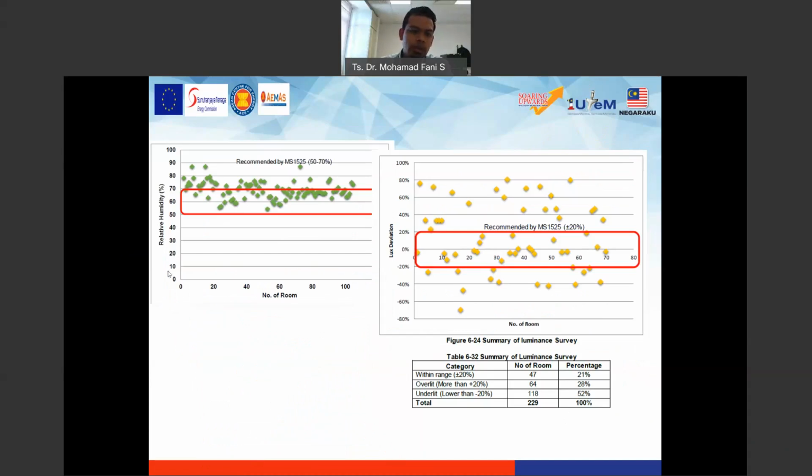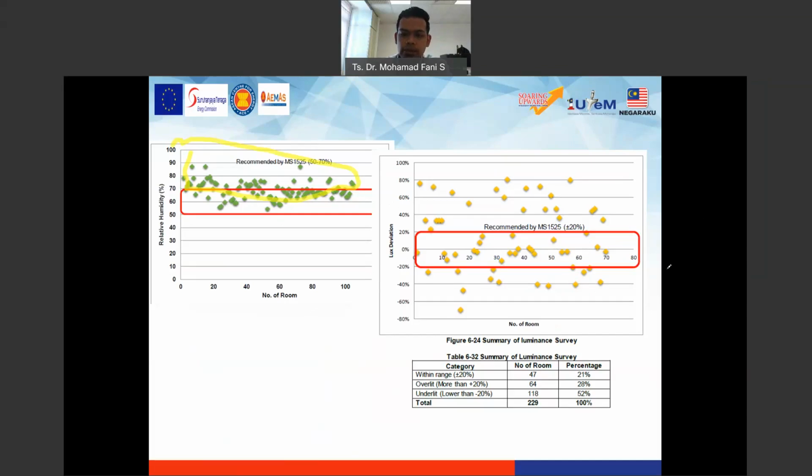And also for the humidity, the standard one is 50 to 70%. So there are things to be done for the humidity as well, when some rooms get higher relative humidity compared to the standard MS 1525.